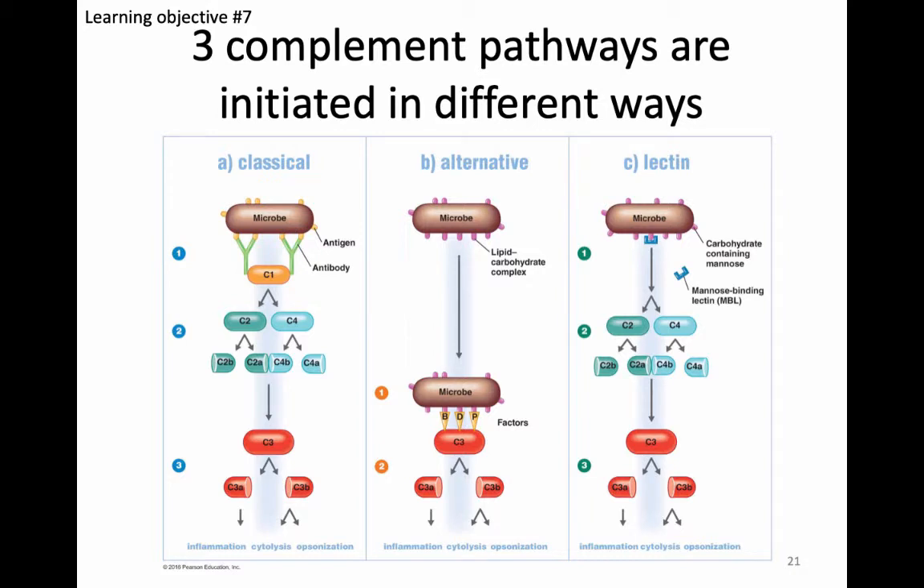So each of these three complement pathways are initiated in different ways. The outcome of all three is the same. So the outcome of the classical pathway could be inflammation, cytolysis, or opsonization. The outcome of the alternative pathway could be inflammation, cytolysis, or opsonization. And same with the lectin pathway. The outcome, once this is initiated, is inflammation, cytolysis, or opsonization. So on the next slide, I'm going to show you what these three outcomes mean.